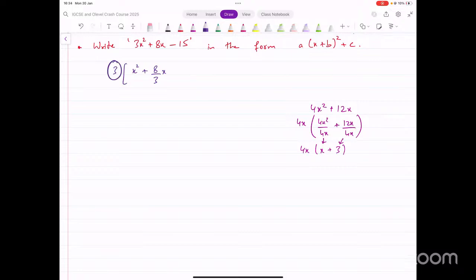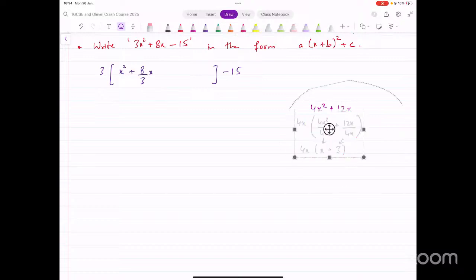And that's what we're doing here. When we take 3 common outside, from the first term, we have 3x squared. When we take 3 common, we divide it by 3, and that gives us x squared. Now from 8, when you take 3 common, you're not left with an integer. So when you divide 8 by 3, it remains 8 over 3. So you write it like this. This is 8x over 3. All right, now leave some space, and outside you have minus 15 as it is.